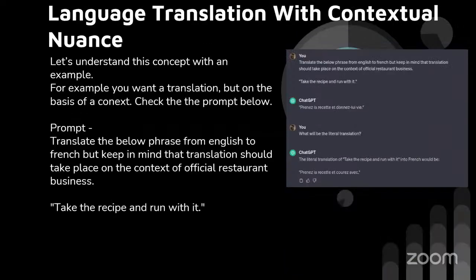Language translation with contextual nuance. Let's understand this concept with an example. For example, you want a translation, but on the basis of a context. Check the prompt below. Translate the below phrase from English to French, but keep in mind that the translation should take place in the context of official restaurant business. Okay. Take the recipe and run with it.